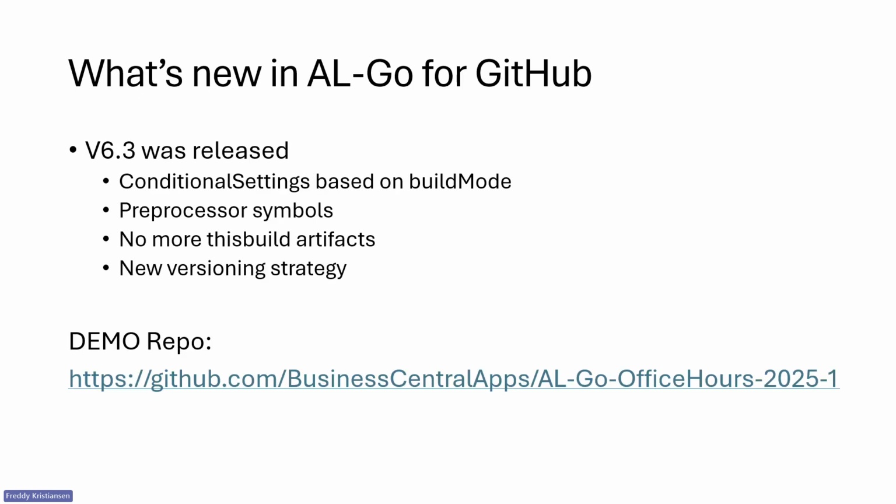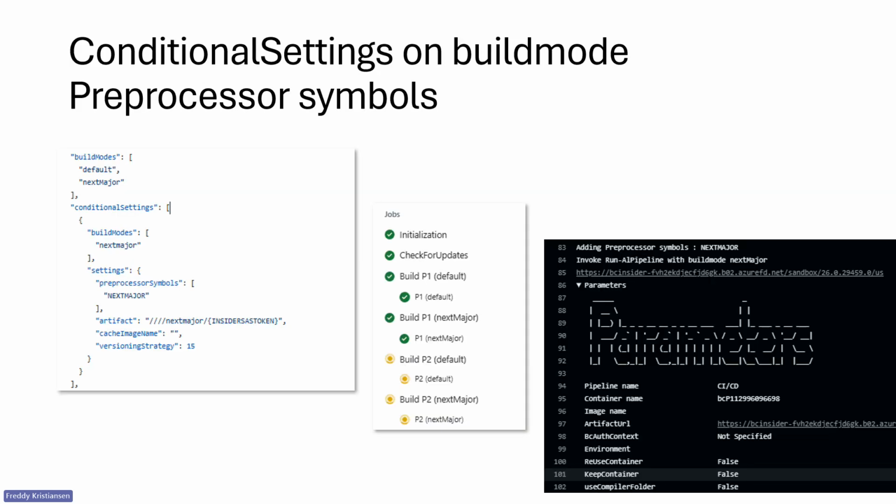In the latest month, we released version 6.3. There were four things in that one, besides some fixes. You can now define conditional settings on build mode as well. We have preprocessor symbols, which a number of partners asked for. Then no more this build artifacts, which I'll explain in a second. And then a new versioning strategy, also requested by one of our partners. So let's have a look at the very first one here.